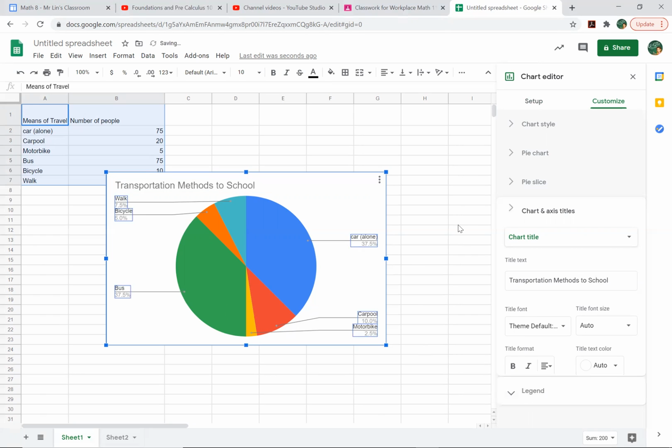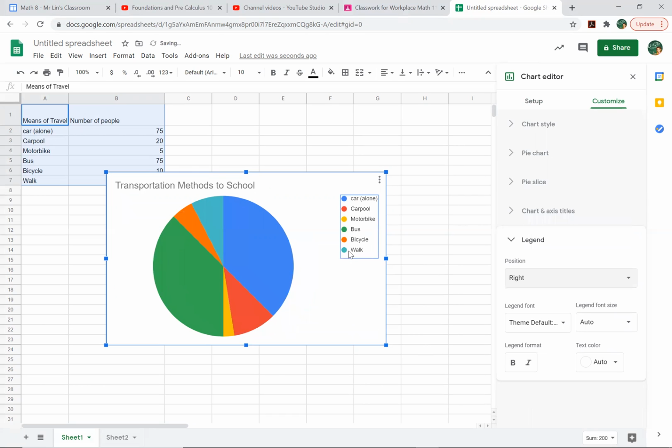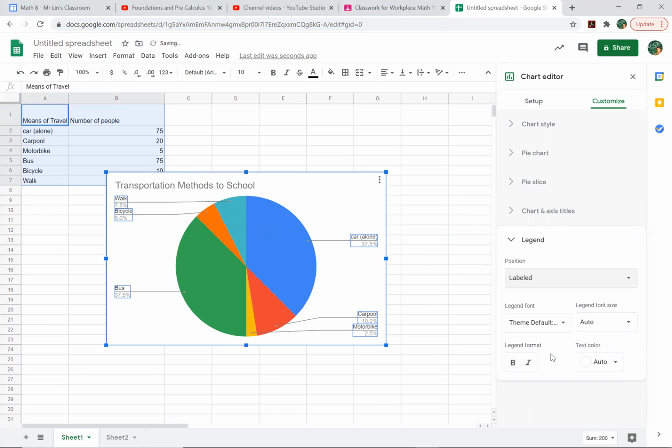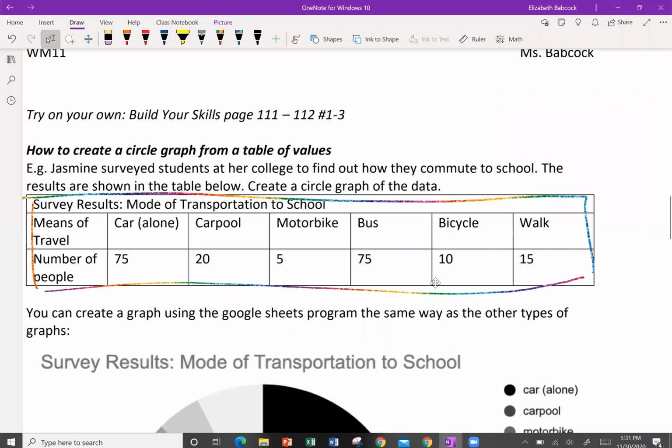That can change. If we go to legend, we can do labeled, which is what we have. We can do just a legend that just has the colors. You can do top, where it just has the colors. So the only ones that have the percentages is the labeled one. I would suggest sticking to that one. Okay, because then you have your percentages automatically generated for you and you don't have to do it yourself. However, you can do it by yourself. So if we go back to the program, I will show you how to do that.